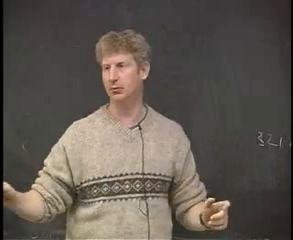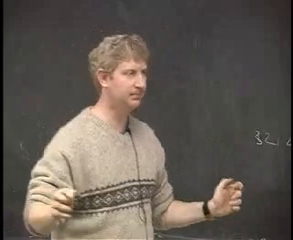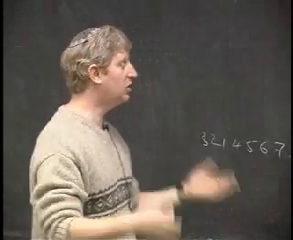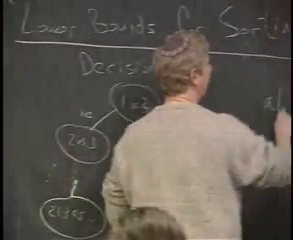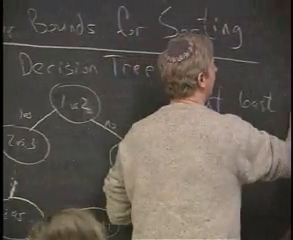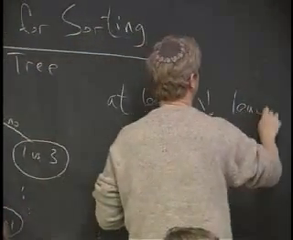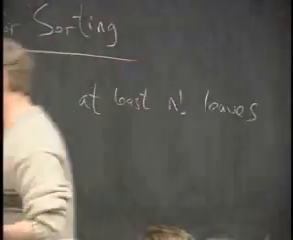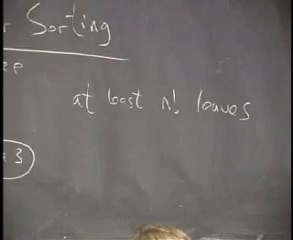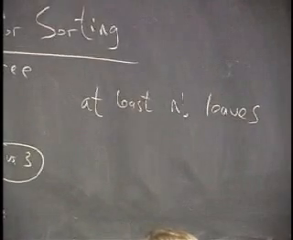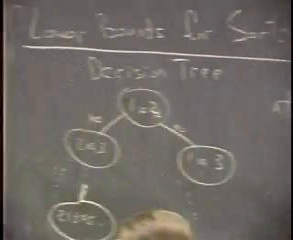It's got to have every one. Okay? That's the argument here. Which means, if you take your algorithm, turn it into a decision tree, your decision tree must have at least, and here's the lower bound, at least n factorial leaves. There are at least n factorial leaves in any decision tree for any algorithm you come up with that's guaranteed to sort every permutation of the list.